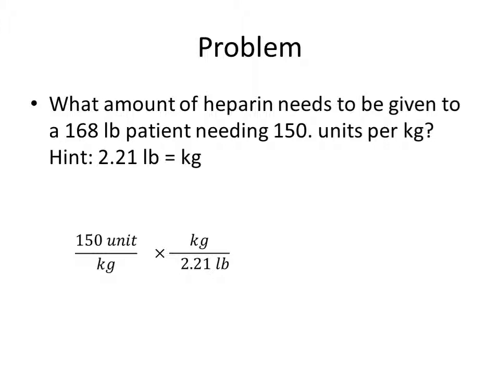Next, I need to figure out how much to give this particular patient. I have the patient's mass in pounds, so if I multiply by the mass of the patient, now I see that kilograms cancels out, pounds cancels out, and all you have left over are units, which is what you would give the patient. And there we go, 1,100 units of heparin.